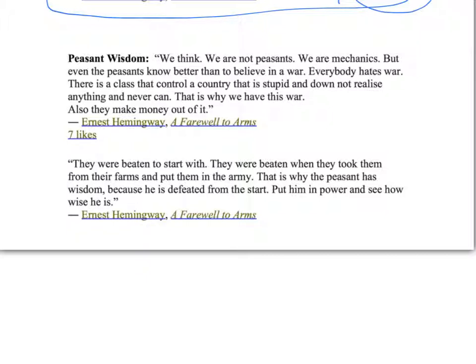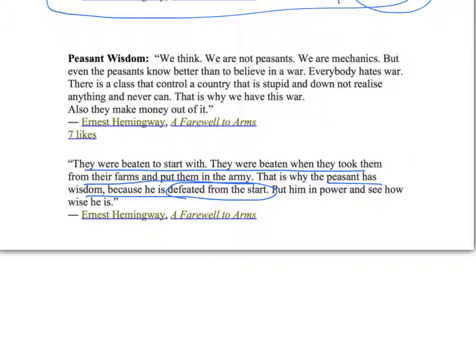Everybody hates war. There's a class that controls a country that is stupid and does not realize anything and never can. That is why we have this war. Also, they make money out of it. But the peasants, they were beaten to start with. Right? That's important. They were beaten when they took them from their farms and put them in the army. That is why the peasant has wisdom, because he's defeated from the start. Put him in power and see how wise he is.